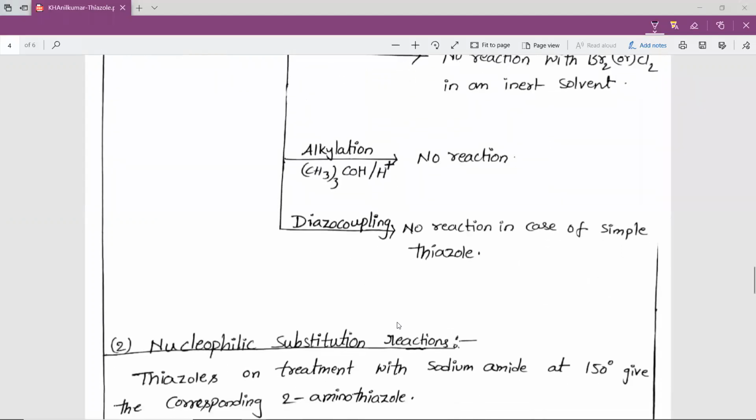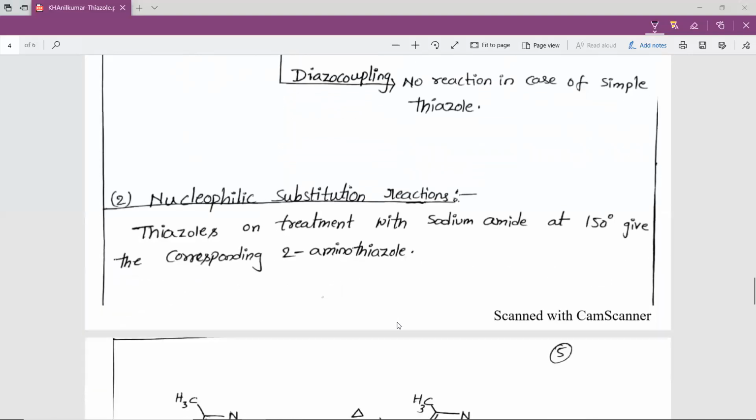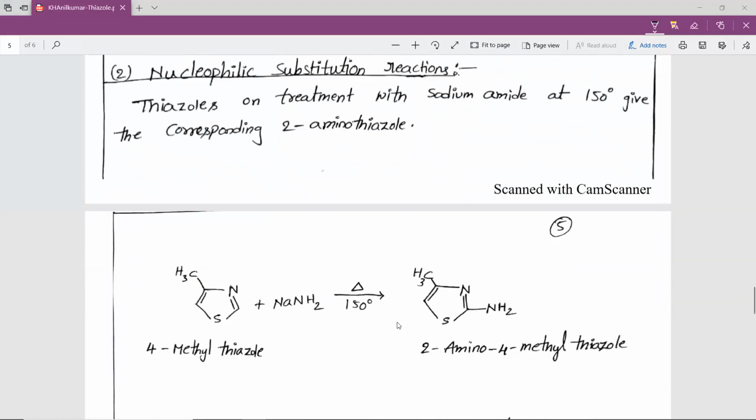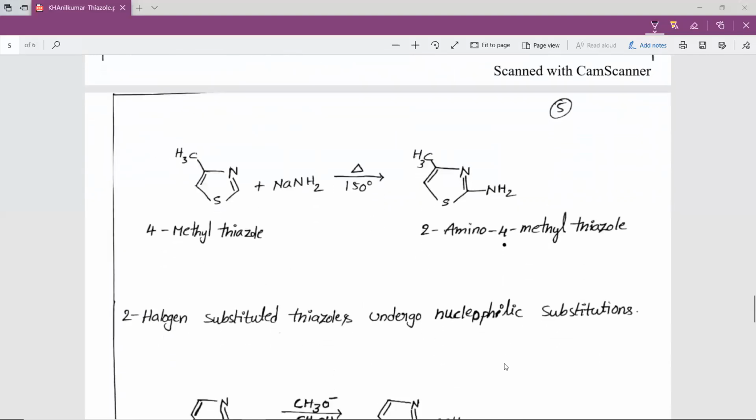So coming to nucleophilic substitution reactions. The thiazole ring usually undergoes nucleophilic substitution at position 2 of the thiazole ring system. For example, here we can see a 4-substituted thiazole. 4-methyl thiazole can undergo nucleophilic substitution and the nucleophile is introduced at the C2 carbon. When 4-methyl thiazole is treated with sodamide and heated to 150 degrees centigrade, we get 2-amino-4-methyl thiazole. Therefore, nucleophilic substitution occurs at position 2 of the thiazole ring system.